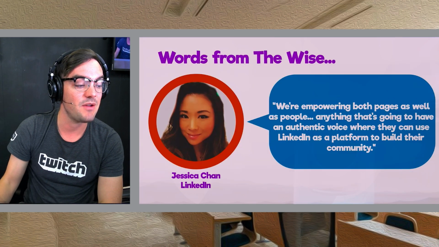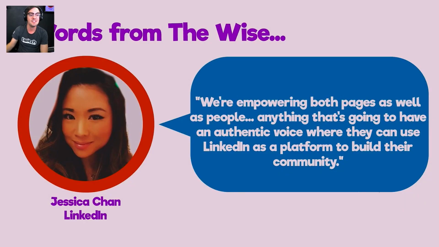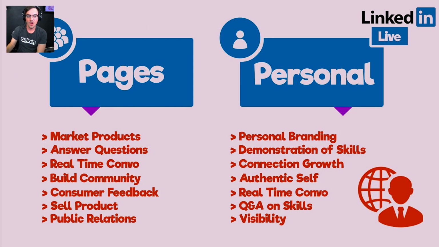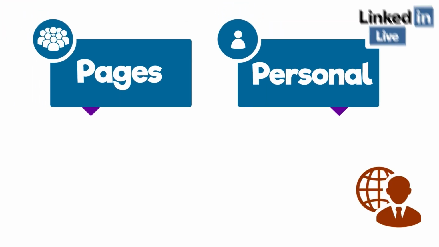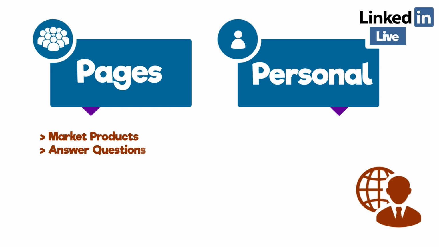Now, I got a chance to interview Jessica Chan, and I was so excited when I got the chance to do this. She said they're empowering us to not only live stream to our business pages, but also our personal pages as well. So anything that's authentic and has a great voice can be used on the LinkedIn platform to build your community. So there's two different types of pages on LinkedIn, right? We've got our business pages and our personal pages.